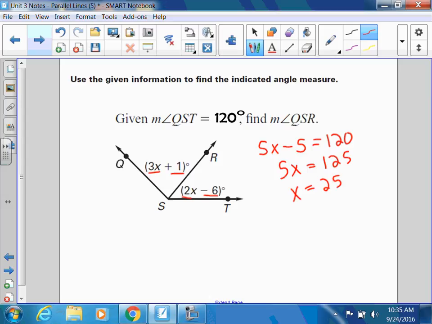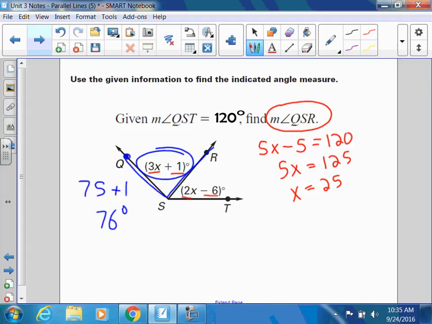And then we want to find the measurement of QSR. Well, QSR is, I believe, the 3x plus 1. So we're going to plug in 25 for x right there. 3 times 25 is 75, and then plus the 1 is going to give us 76 degrees for angle QSR.